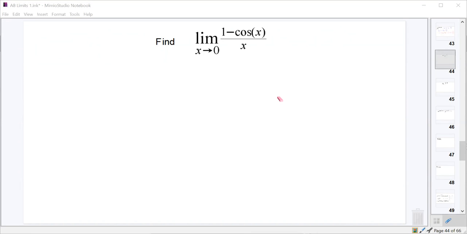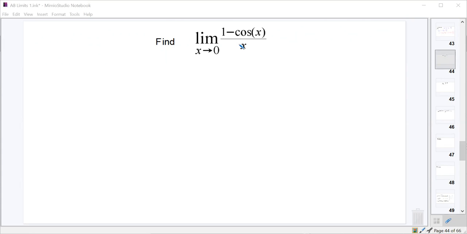Any other thoughts on what we could do with this? It's an indeterminate limit, right? If I plug in 0, I get 1 minus 1, which is 0, over 0. What were the different ways that we were able to deal with indeterminate limits? One was factoring, right? I don't see anything to factor. Another was U substitution. But nothing in there is super complicated. I don't think we want to use a U substitution.